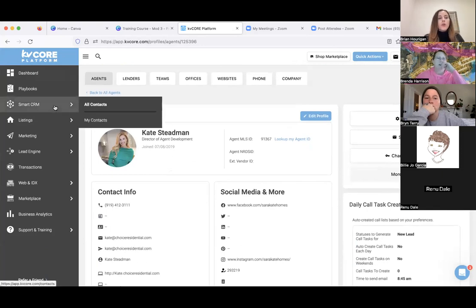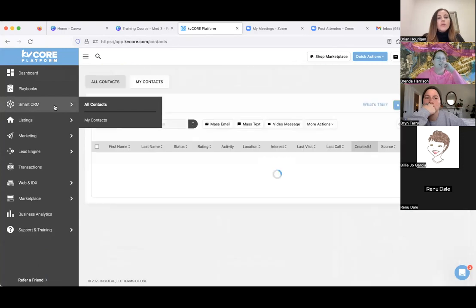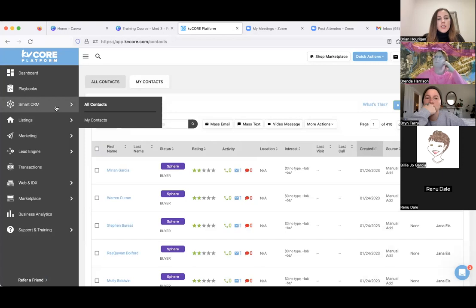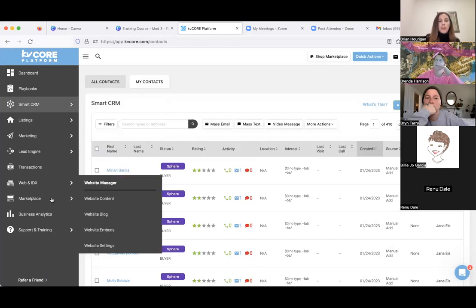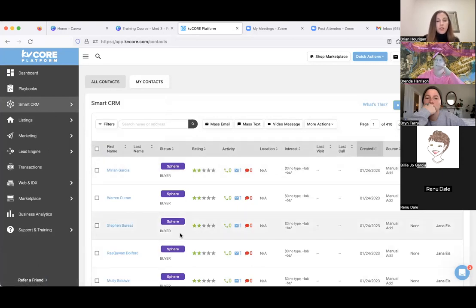Now, this is the part that you guys care about. In terms of organizing our database, what we want to do is put all of our contacts in here. Like I said before, our database is everyone we know. So we do want our SOI in here, right? You'll see that we have a label for Sphere. We also do want to be adding our buyers and sellers, though, obviously.